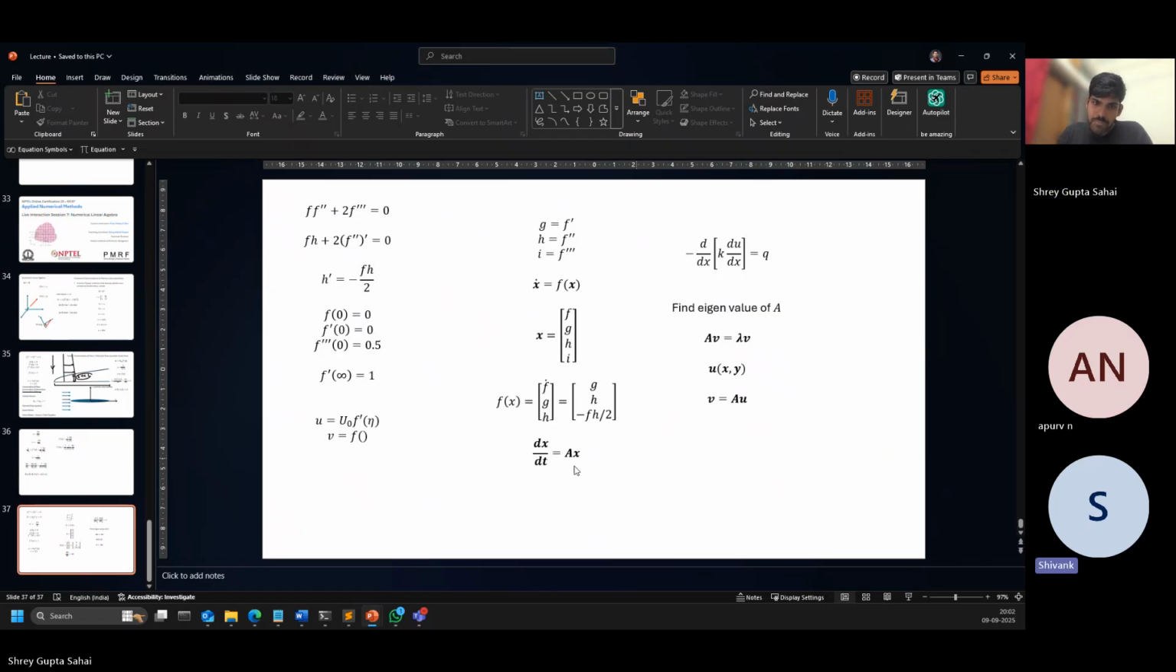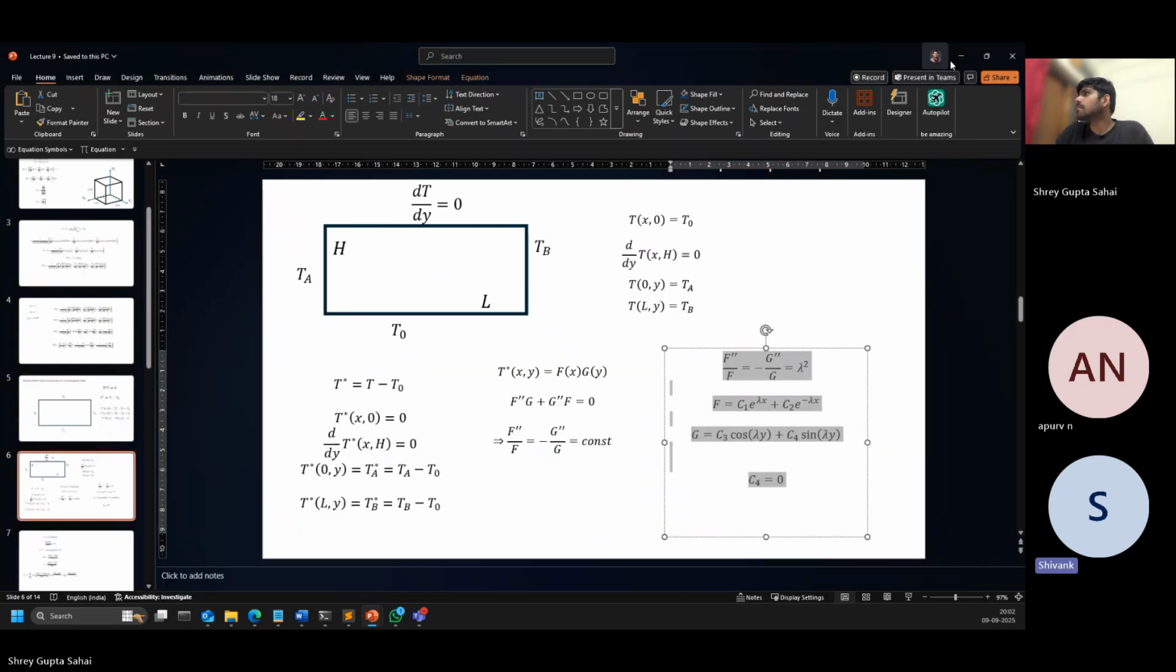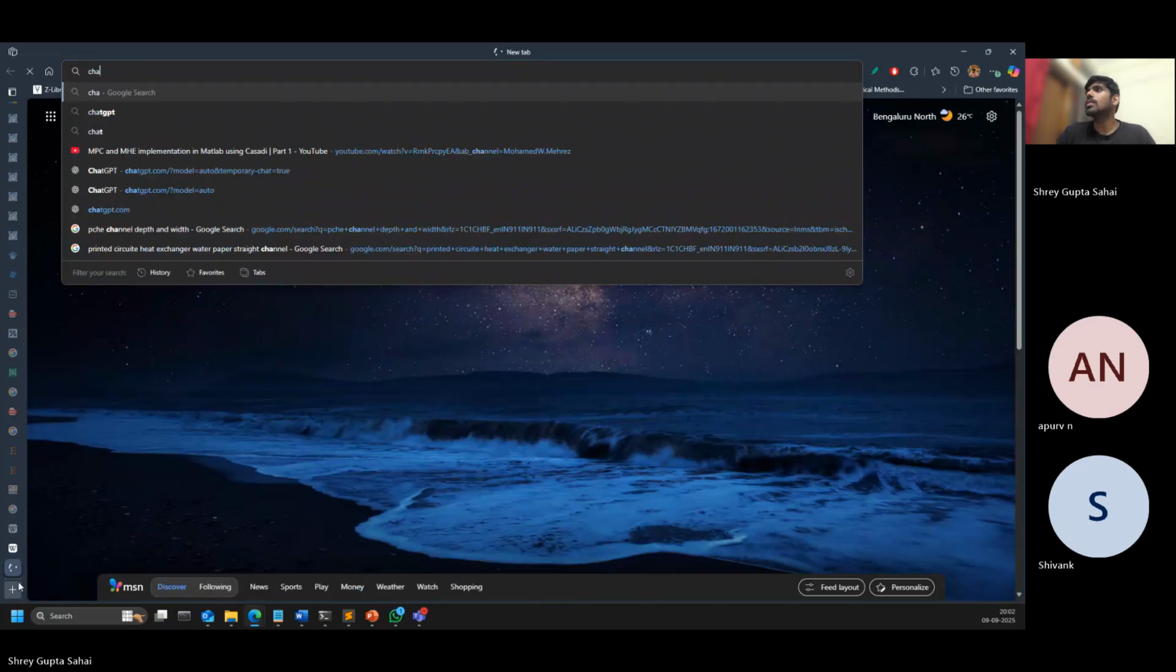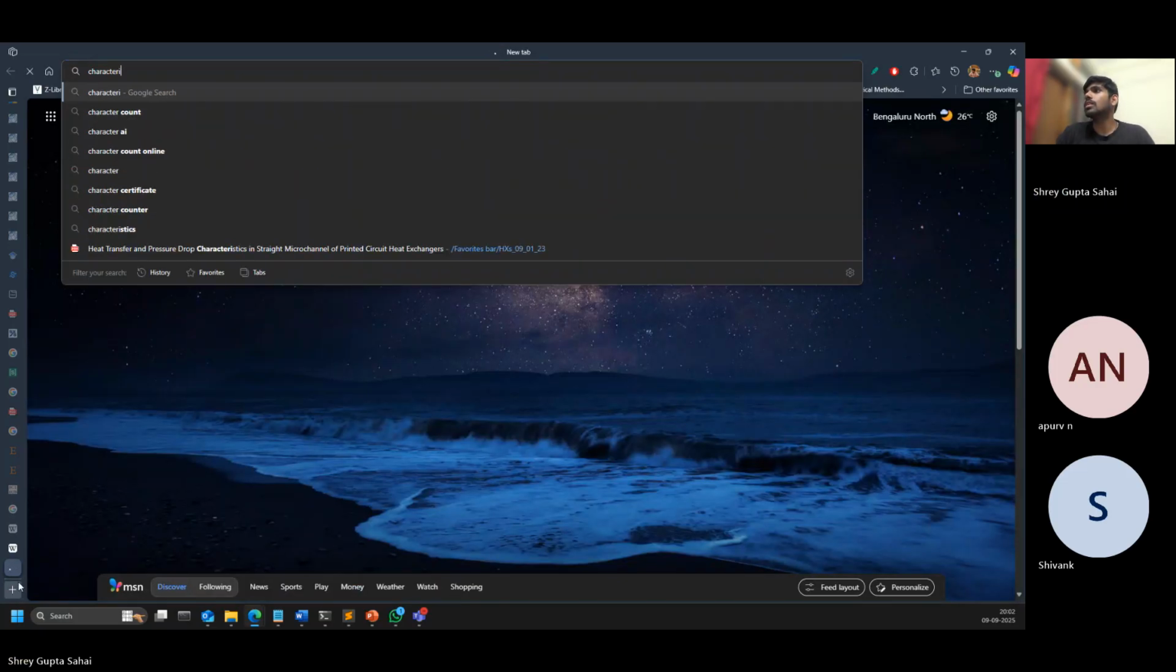So the thing is, if you can search about characteristic curves for elliptic equations, I know about them. No, just open it so that I can explain the question. I'm requesting it in some tab.